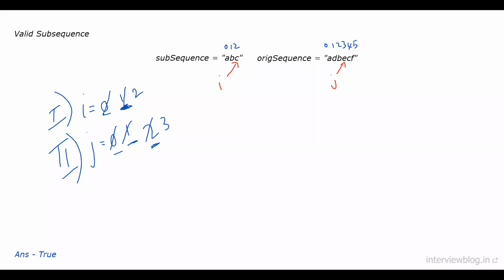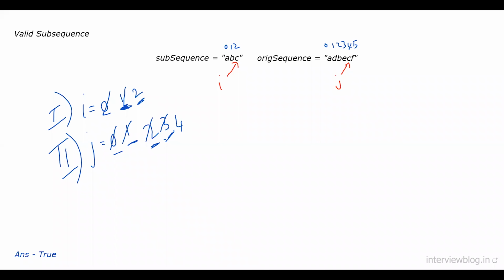So now I'll be comparing the element that is present in the second index of the subsequence, which is C, and the third index of the original sequence, which is E. While comparing C and E, we can see that both these characters are not equal to each other. Hence, I'll be updating my jth pointer from 3 to 4. So I'll be moving my jth pointer one step forward.